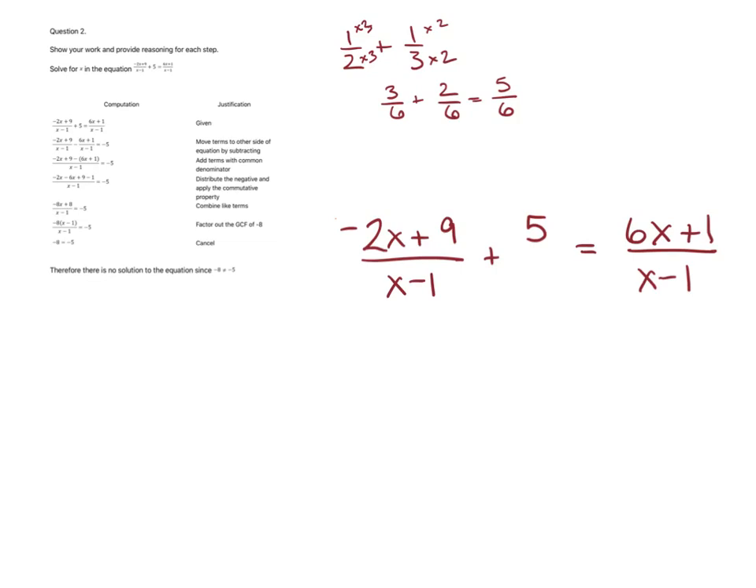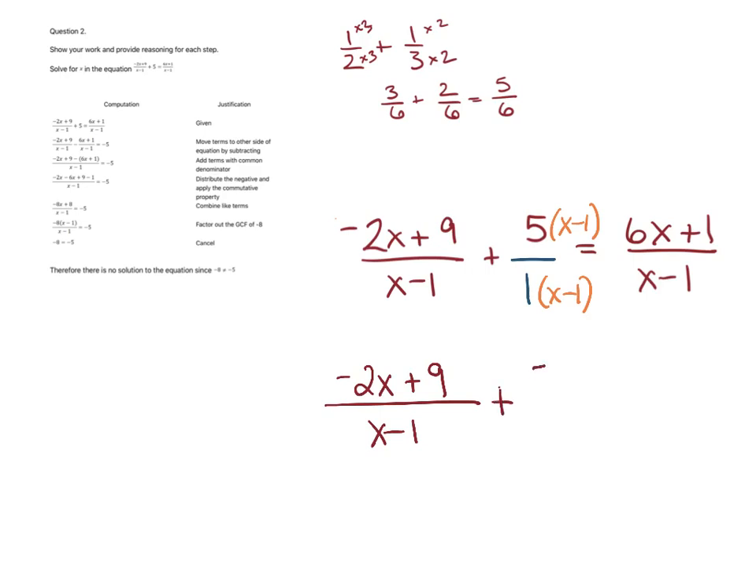So always remember that you can always write 5 over 1. And then I'm just going to simply multiply the top by x minus 1 and the bottom by x minus 1. So let's rewrite this problem again, just so you can see that your denominator of that second term is now going to be the same as the others.